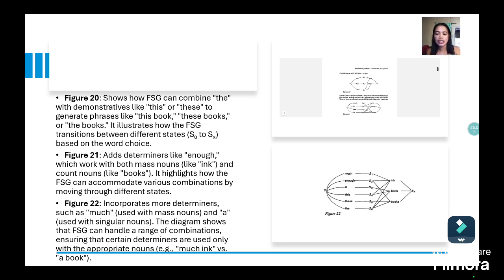So figure 22 incorporates more determiners such as much, used with mass nouns, and a, used with singular nouns. The diagram shows that finite state grammar can handle a range of combinations, ensuring that certain determiners are used only with the appropriate nouns. Example, much ink versus a book.